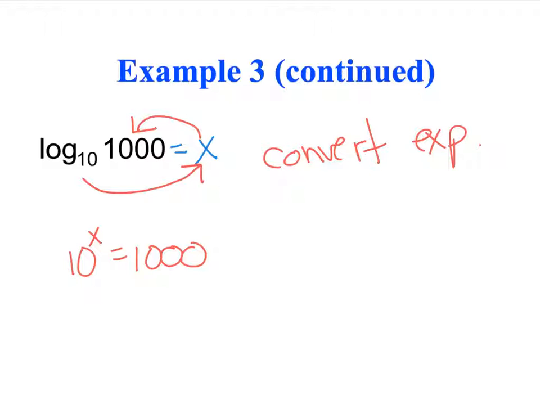What does x have to equal? Well, 10 times 10 times 10 is 1,000. So that would be 3. So the log base 10 of 1,000, let's see if I can erase here and put my answer up here. Log base 10 of 1,000 is 3. Next one.